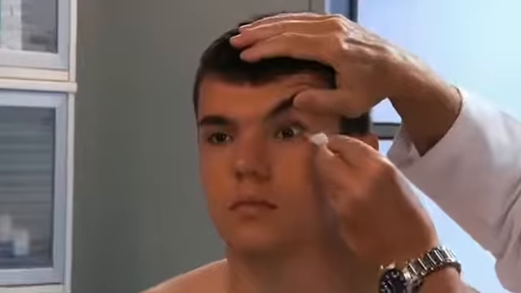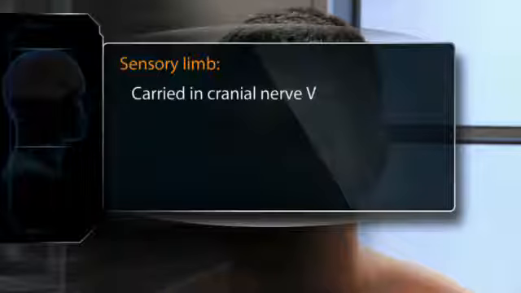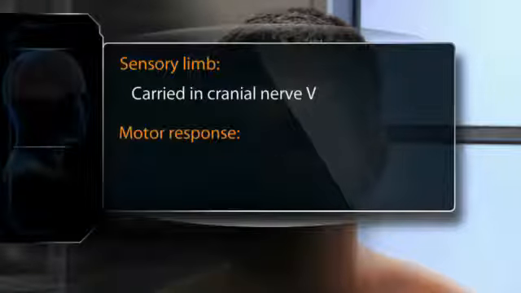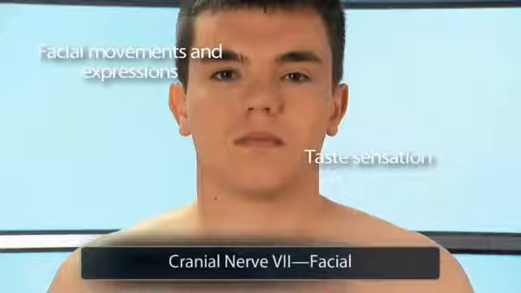Normally, the patient's eyes blink and tear. The sensory limb of this reflex is carried in cranial nerve 5 and the motor response in cranial nerve 7. Cranial nerve 7, the facial nerve, innervates all the muscles of facial movement and expression. It also mediates taste sensation in the anterior 2/3 of the tongue.